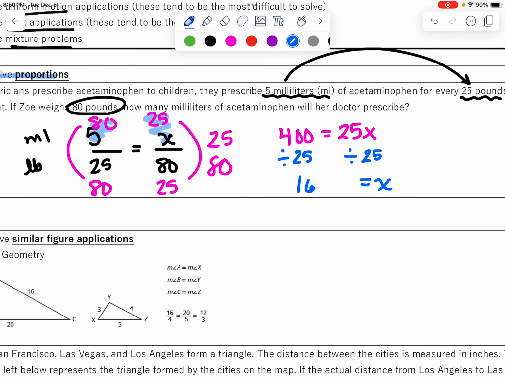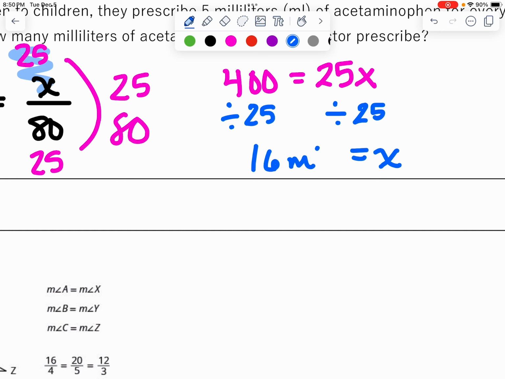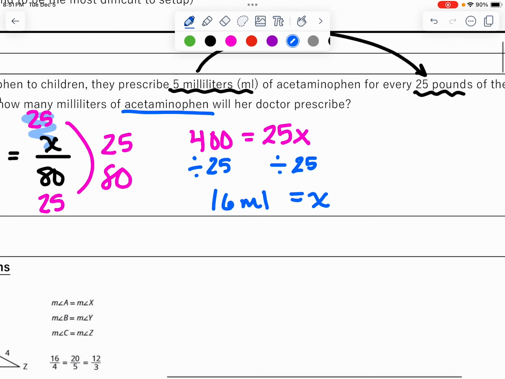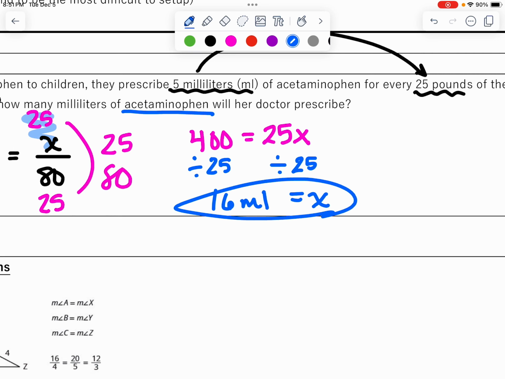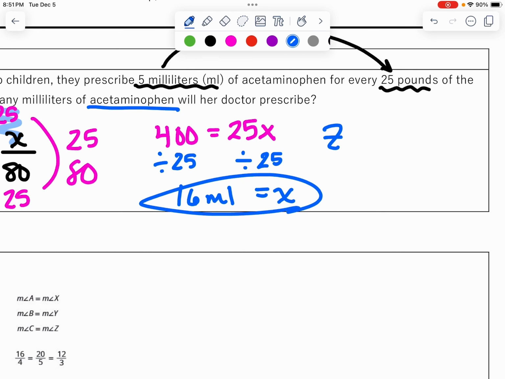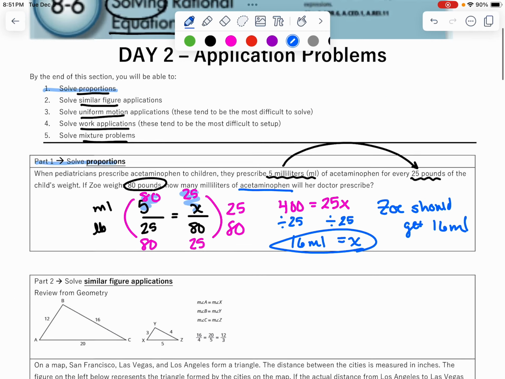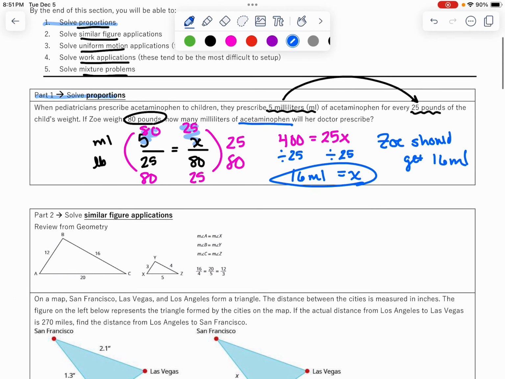My unknown was not how much Zoe weighs, but how many milliliters of, how do you say that? I know it's Tylenol. Acetaminophen. Thank you. To give little Zoe. So we're going to say Zoe should get 16 ml. Now, that's old school. That's actually from chapter 2, algebra 1. Actually, these proportions are back even from 7th and 8th grade.